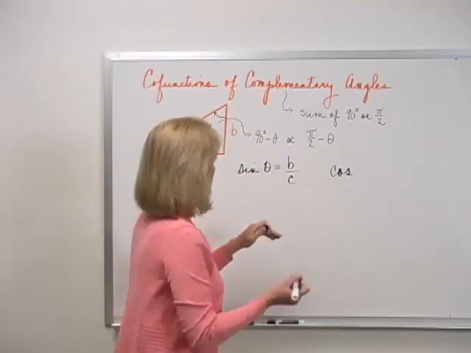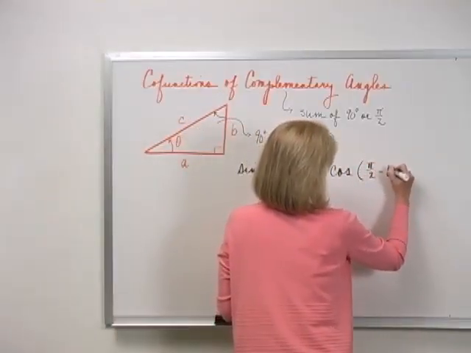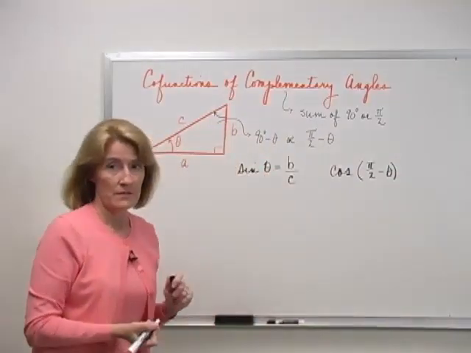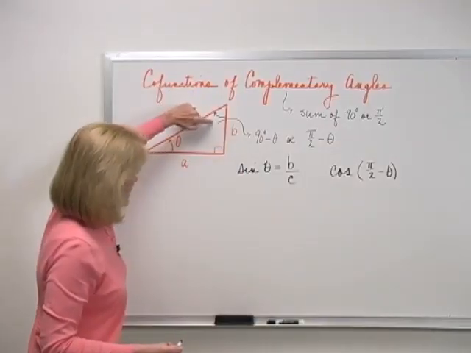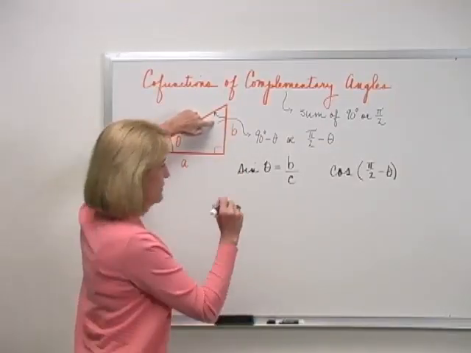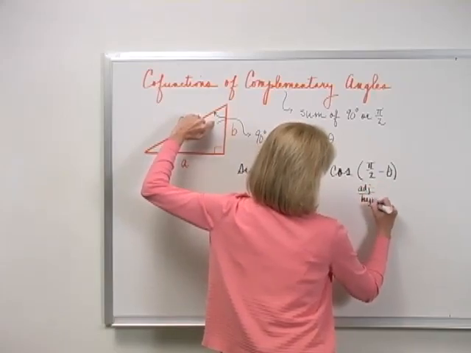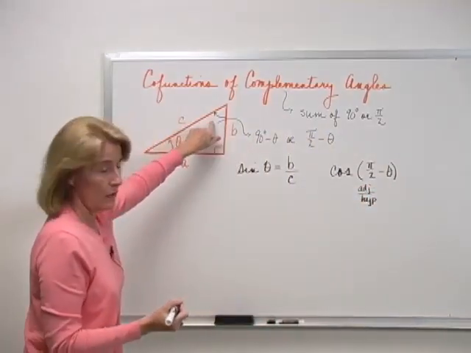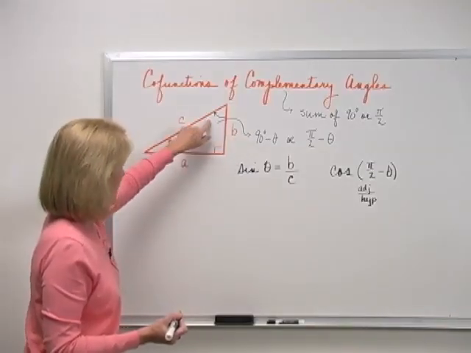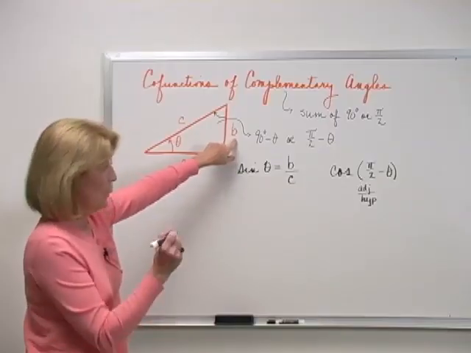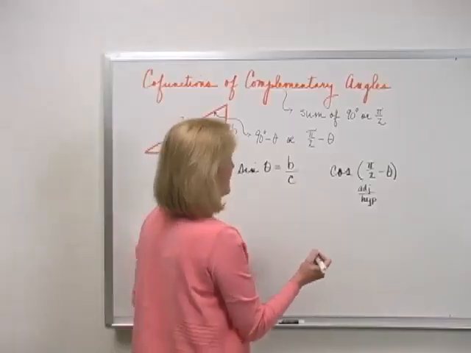Now I can write it in either way. I'm going to choose to write it as pi over 2 minus theta, but I could have put 90 degrees minus theta. And so what is the cosine of this angle? All right, now think. Cosine is adjacent over hypotenuse. I'm using this angle, so this is the adjacent side. See, this is the opposite side, this is the adjacent side. So the cosine of this angle is B over C.